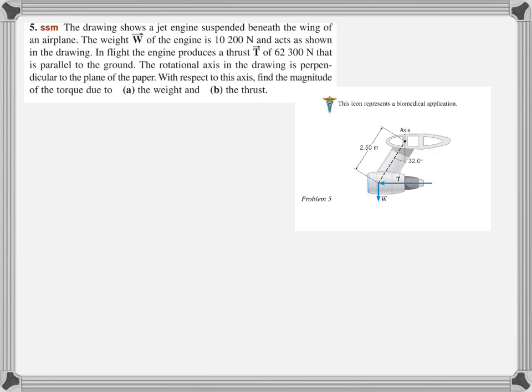The rotation axis in the drawing is perpendicular to the plane of the wing with respect to the axis. Find the magnitude of the torque due to the weight and the thrust.